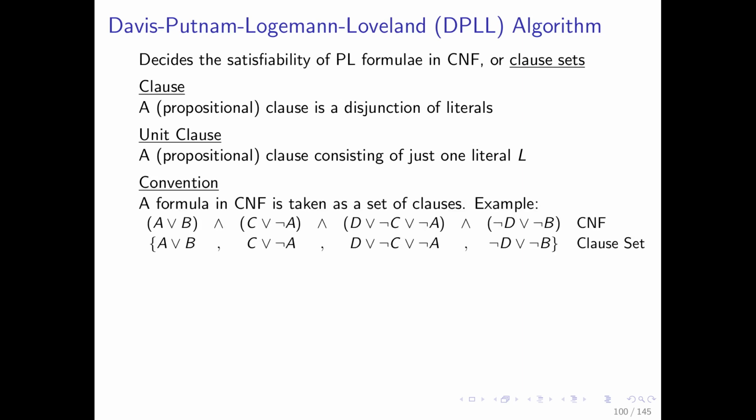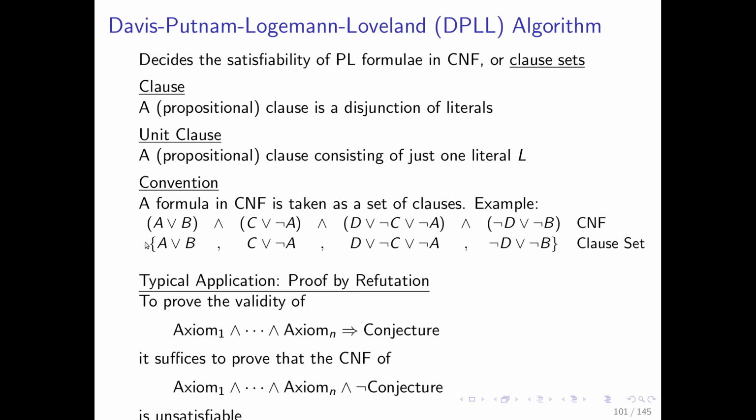Then what we're going to do is take a formula in CNF, such as this one, right? Conjunctions on the outside with disjunctions inside, and the things that are disjoined are literals. What we're going to do is take it as a set of the conjuncts. So we're going to drop these conjunctions, put set braces around here, so that now what we've got is a set of clauses. All right? Because remember, a clause is a disjunction of literals. So each one of these is a disjunction of literals, and we've got a finite set of them.